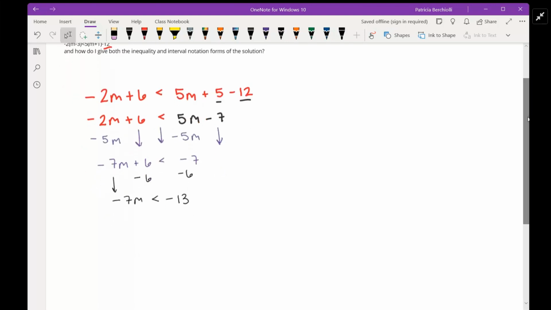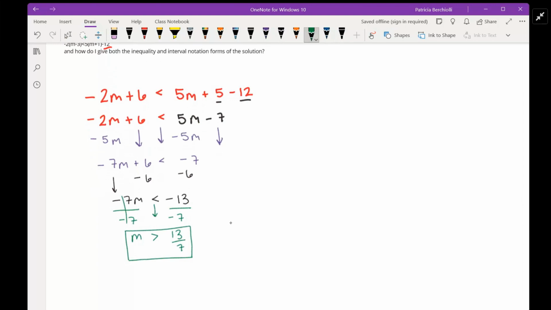From there, I need to isolate my variable. So since I have -7m, we will divide by -7. So this simplifies to just m, but you have to do it to both sides. -13 divided by -7 is a +13/7. Now what happens with the inequality symbol is anytime you multiply or divide by a negative, the symbol flips. So what we get is m greater than 13/7.